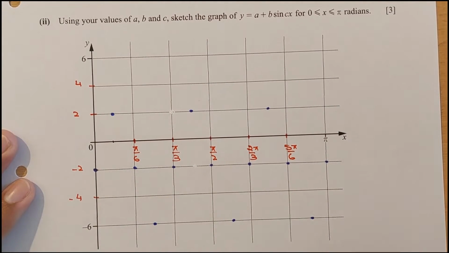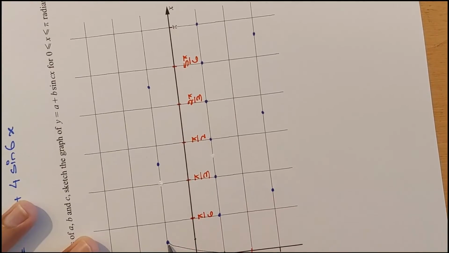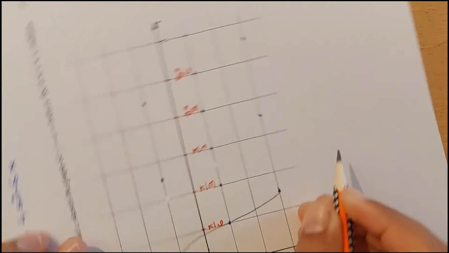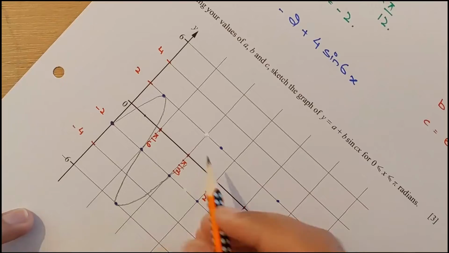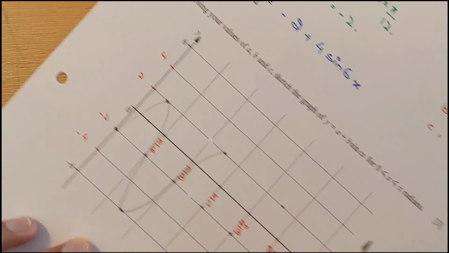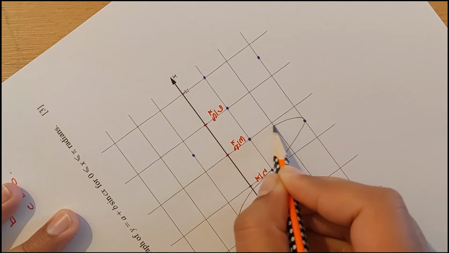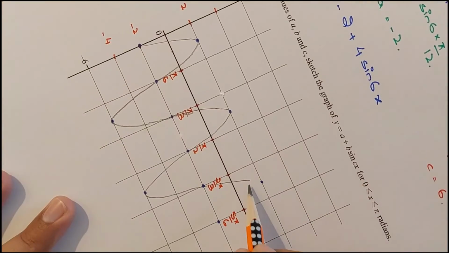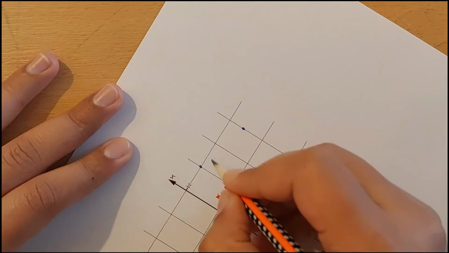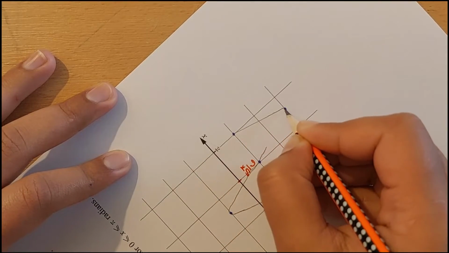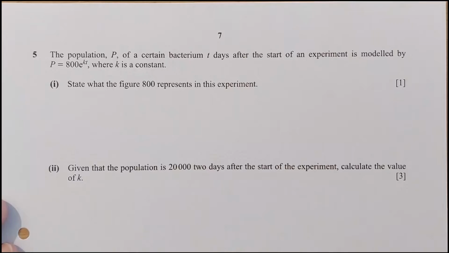So let me connect all the points to get a smooth curve. This is a sinusoidal function. Make sure your curve passes through each and every point. Right, so this is the curve of the sinusoidal function, the sine function.